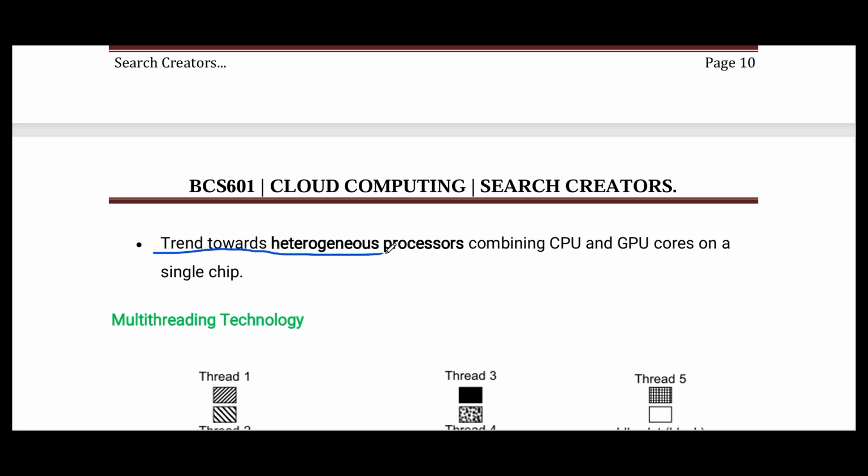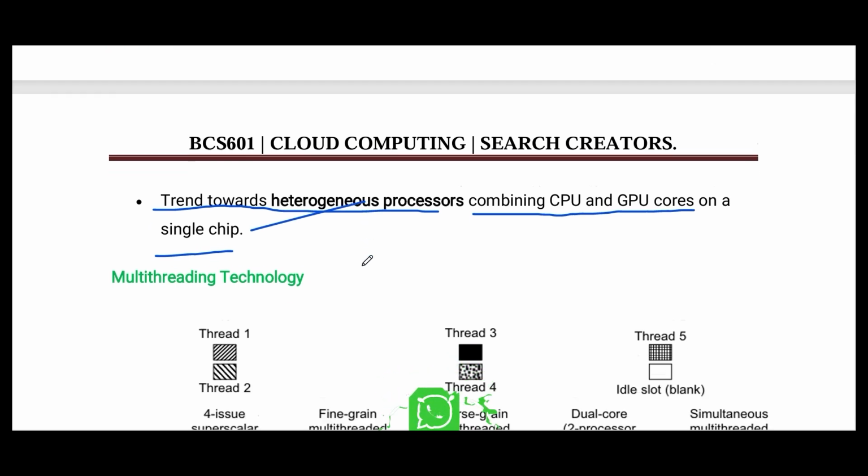The trend is towards heterogeneous processors combining CPU and GPU cores on a single chip. By this, many features will be available in the computing system, which makes it more futuristic. In olden days, it was not so highly processable. By combining both CPU and GPU cores on a single chip, the trend is going towards heterogeneous processors.